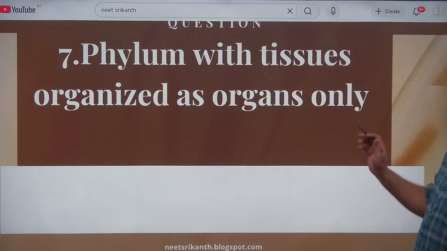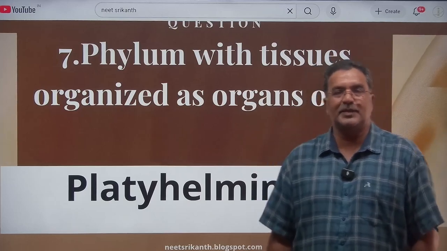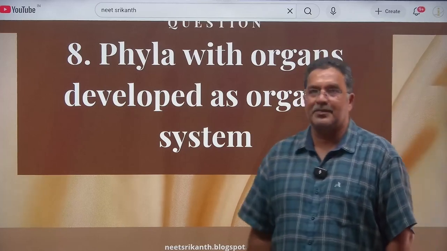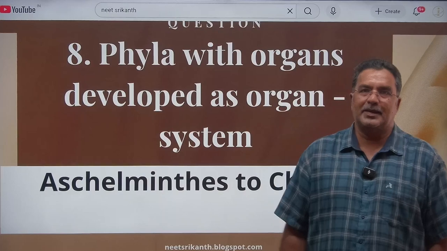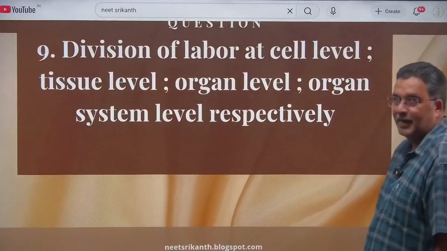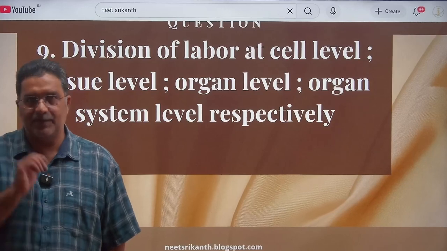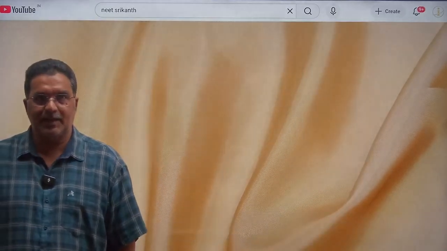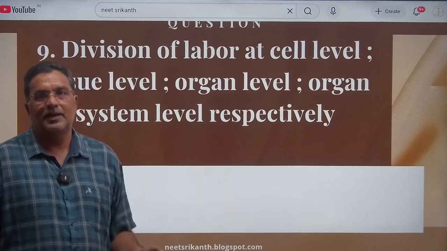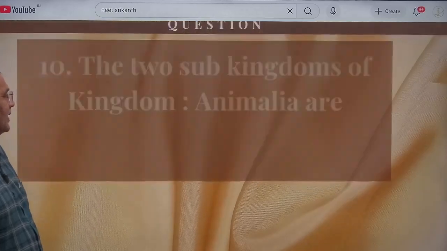Phylum with tissues organized as organs only: who is that? Phylum Platyhelminthes. Phyla with organs developed as organ system: Aschelminthes to Chordata. Division of labor at cell level, tissue level, organ level, organ system level. Cell level, phylum Porifera. Tissue level, phylum Coelenterata and Ctenophora. Organ level, phylum Platyhelminthes. Organ system level, Aschelminthes to Chordata. A bigger question explaining the total grades of organization.